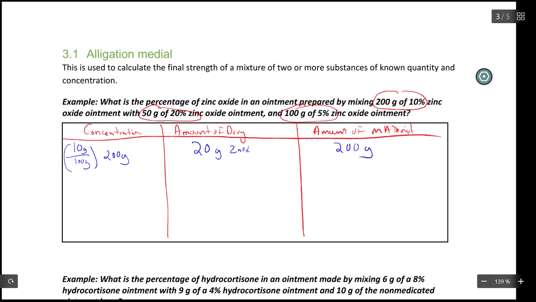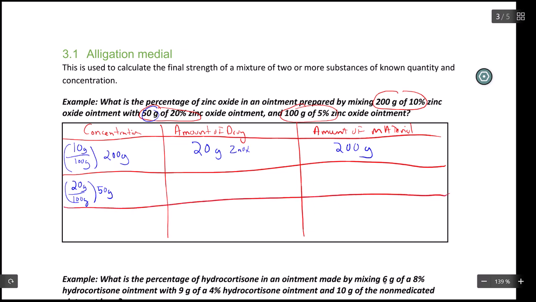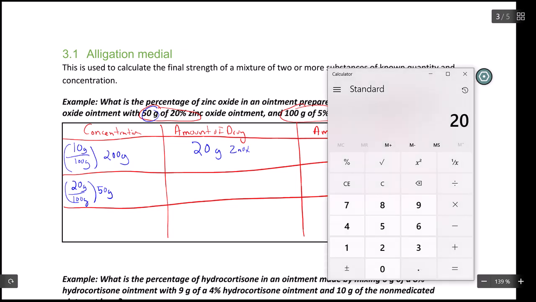The next thing I'm going to do is the next one. I'm going to look at the 20% zinc oxide. 20% is 20 grams in 100 grams. In this case, I'm only taking 50 grams of that material. Since I'm taking 50 grams of the material, I know that this is 50 grams total. That's how much material I used. But what's the amount of drug? There's 20 grams of drug in every 100, and I'm only taking 50. I'm going to have 10 grams of the zinc oxide.